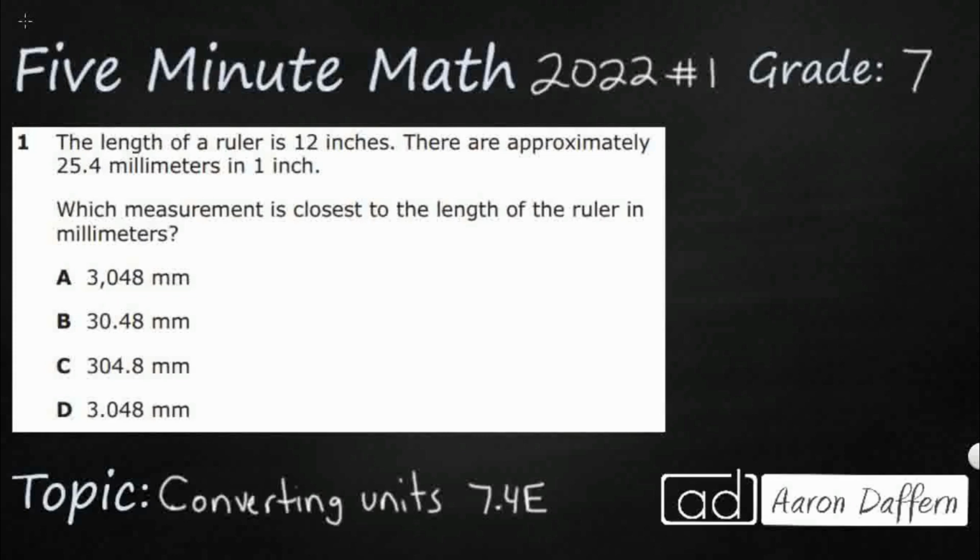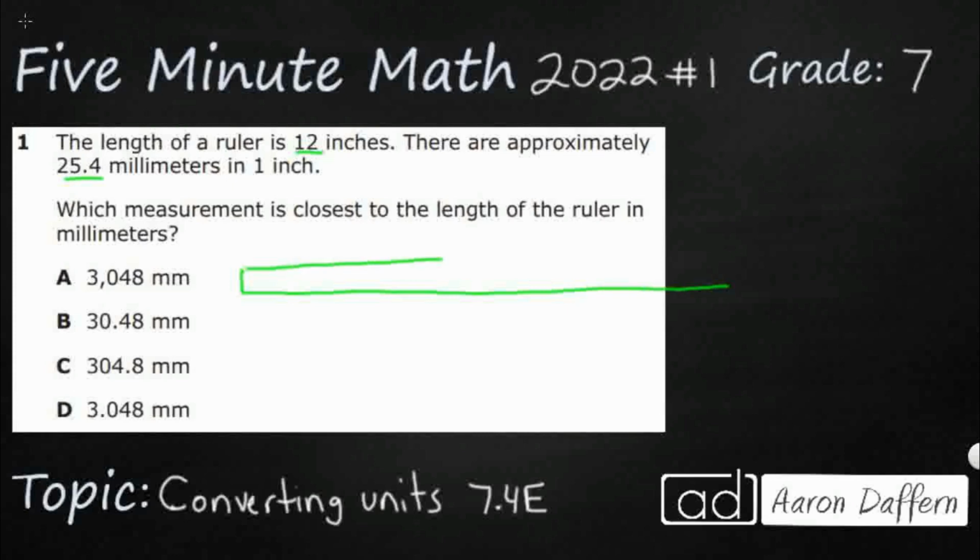So we've got the length of a ruler is 12 inches, and each inch is approximately 25.4 millimeters. And we need to find which of these is going to be closest. Now, we can estimate and probably get a pretty good answer right now. So let's visualize it real quick. Let's pretend this is our ruler right here.